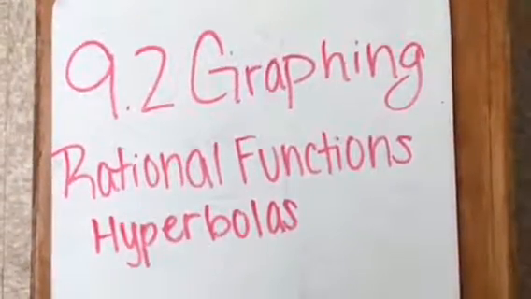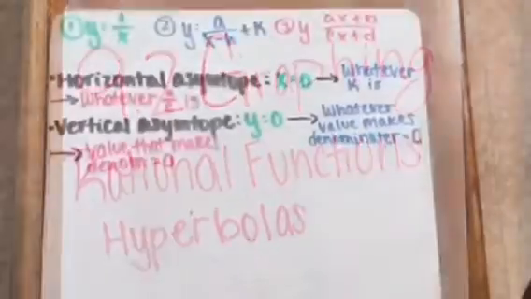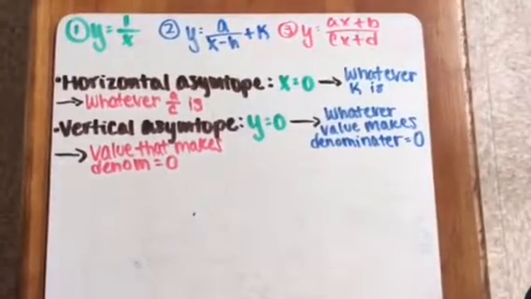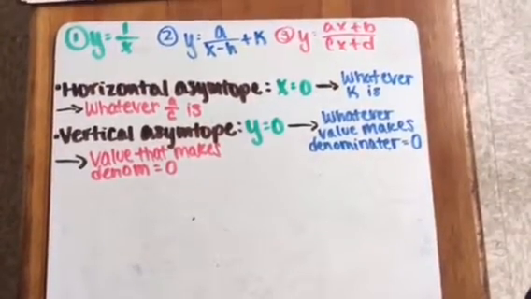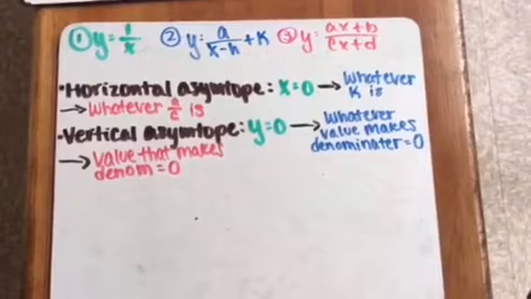9-2 Graphing rational functions and hyperbolas. There are three different equations used when graphing hyperbolas. The first example is y equals 1 over x.